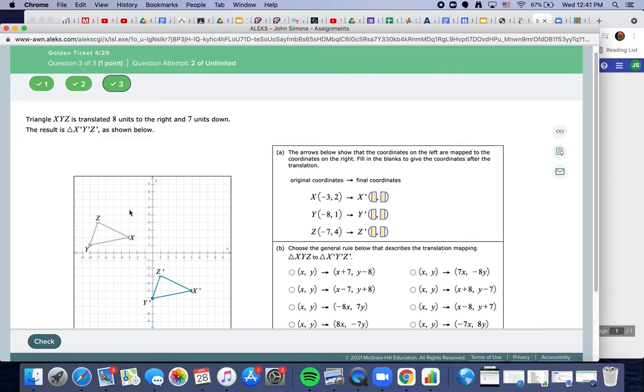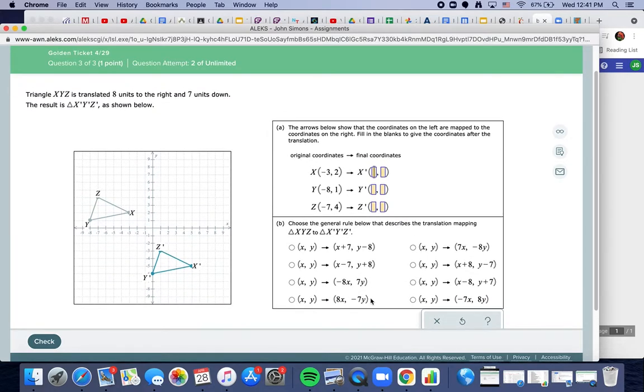So this time it looks like we're going over to the right and we're going down. So I know that my X translation is going to be adding and my Y translation is going to be subtracting. Okay, so let's just see how much. See if we can figure this out.